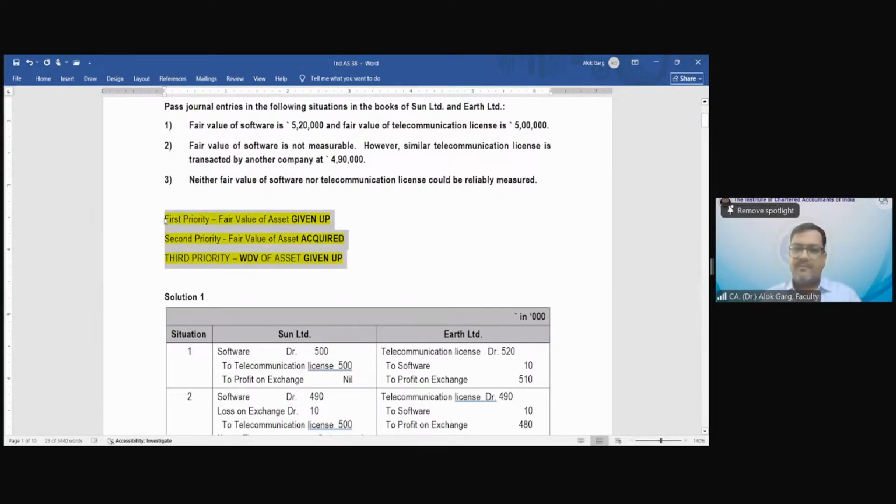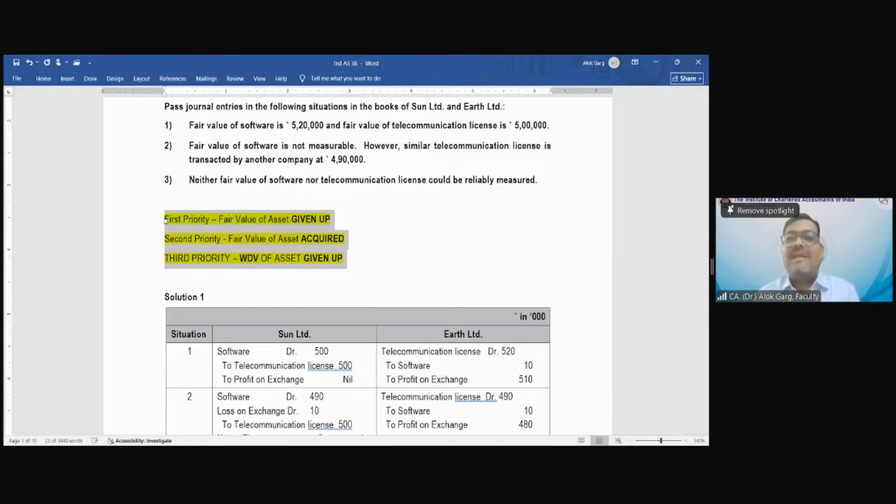Yes, sir. If in this question I replace this software and telecom license with machinery and building, then what will happen? Same entry, except instead of intangible, it will be PPE. Very good, Abrakesh. Very good.